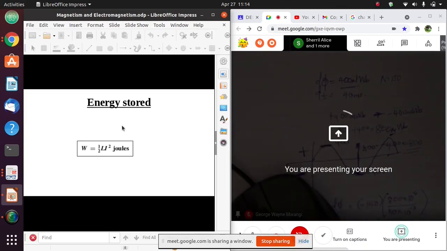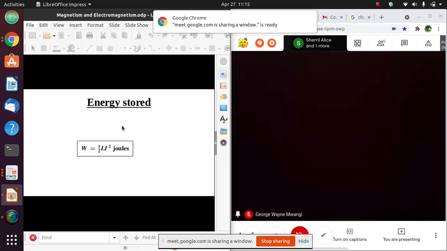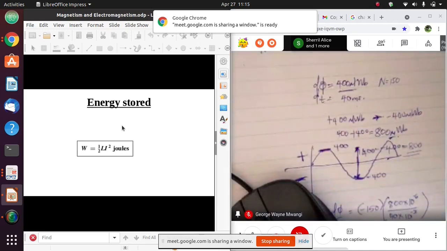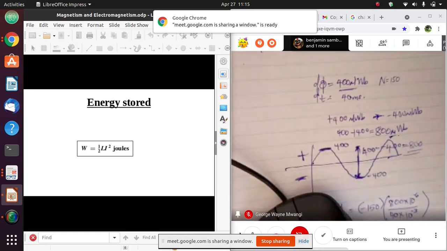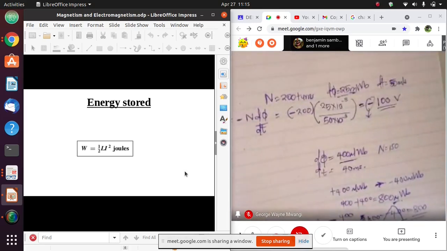Now, I had mentioned that we have these components in a circuit that increase inductance, and they're called inductors. Sawa. Now, these inductors operate on the principle that once a magnetic field is created around a conductor, then energy will be stored in that field. Sawa.